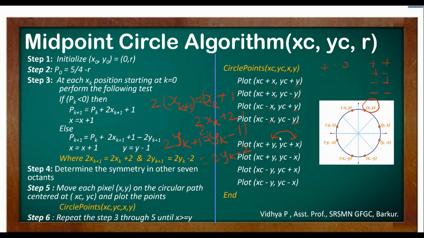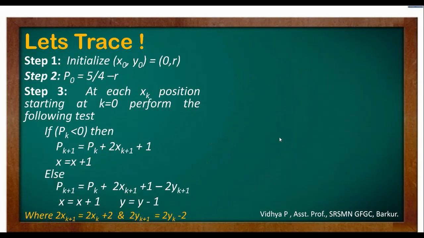Now, let us see how it is going to work. We will trace it. Here, we have to initialize x0, y0 first. Let us consider the center as 0, 0 and radius equal to 10. So the initial value of x0, y0 is 0, 10. And P0 is equal to 5 by 4 minus R. Let me imagine 5 by 4 is 1. So it is 1 minus 10, that is equal to minus 9.